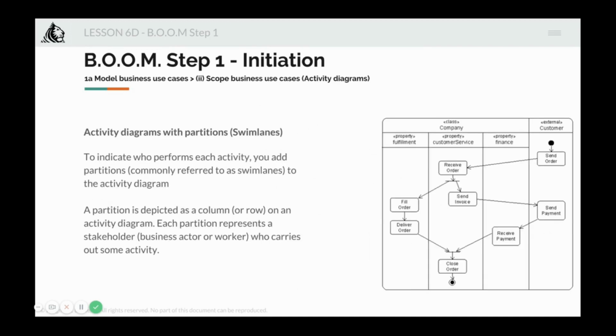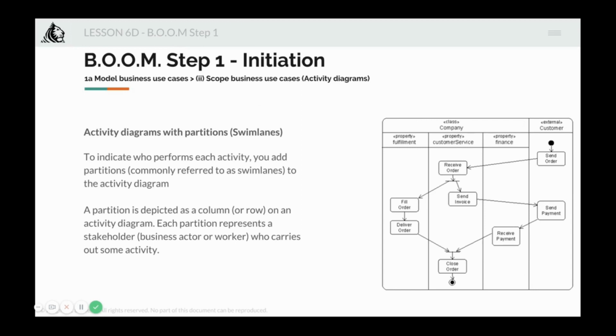Okay. The next thing I want to talk about is activity diagrams with partitions. I just spoke about how you can use swim lanes. They are useful to indicate who performs each activity, right? So you add partitions to the activity diagram. A partition is depicted as a column or row on an activity diagram. Each partition represents a stakeholder who carries out some activity. Okay, it's very simple. So a partition is depicted as a column or a row on an activity diagram. You can choose any one of them. I have used column here.